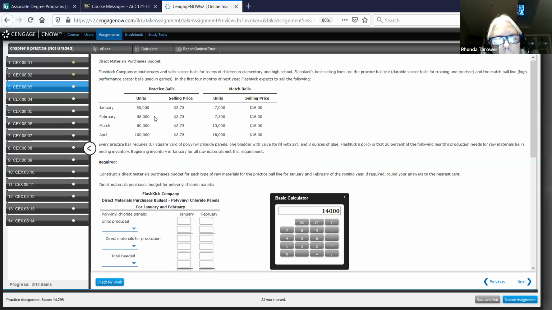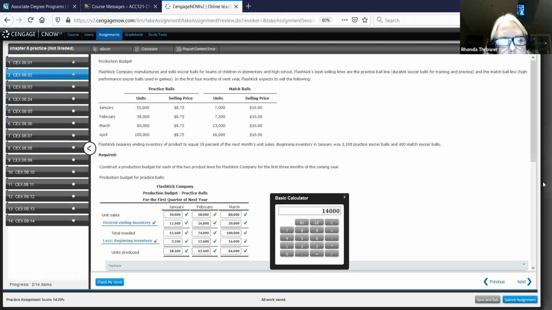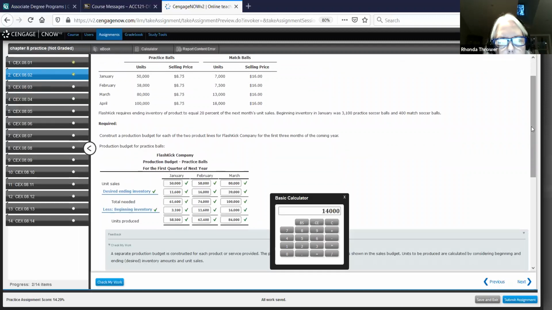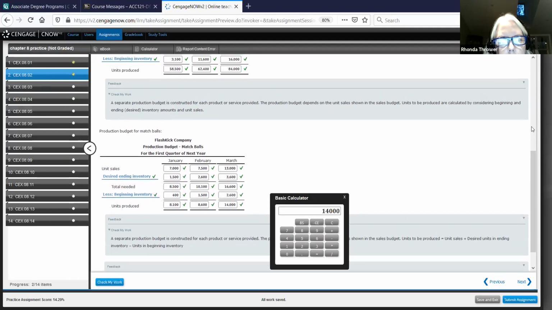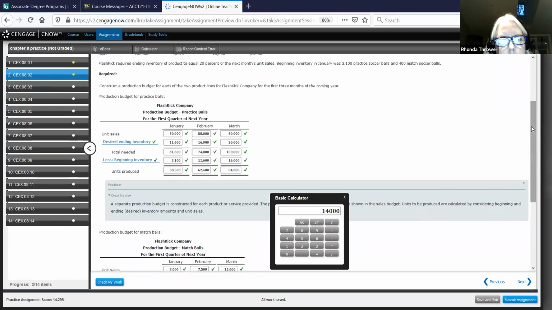They don't, because this is your selling budget here. So I'm going to go back to the previous one to see if we can figure out just exactly how many balls that we need to produce for January. And these are practice balls here for January.